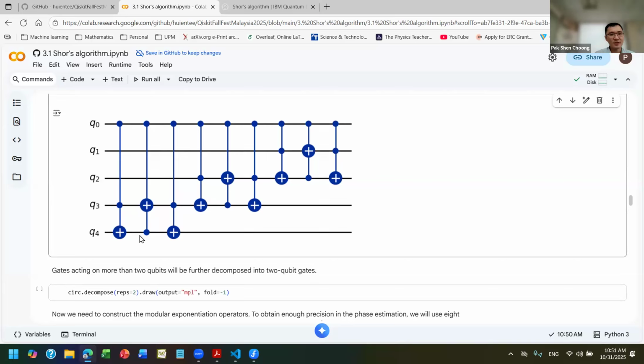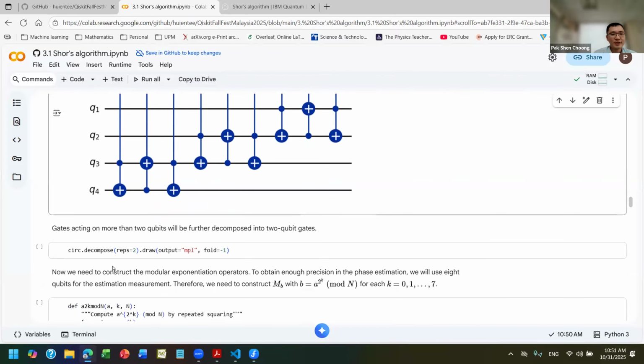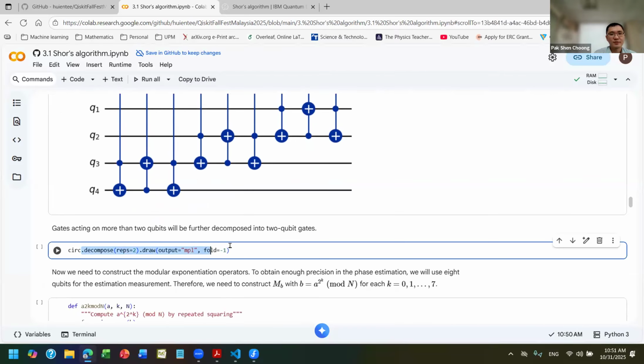For instance, the first one is a C0 gate, which is what we call a Toffoli gate, that takes in the input of Q0 and Q3 and operates on Q4. So this is actually a 3 qubit gate involving Q0, Q3, and Q4. Usually we don't want that. So what we can do is to decompose all these 3 qubit gates into 2 qubit gates by using decompose.